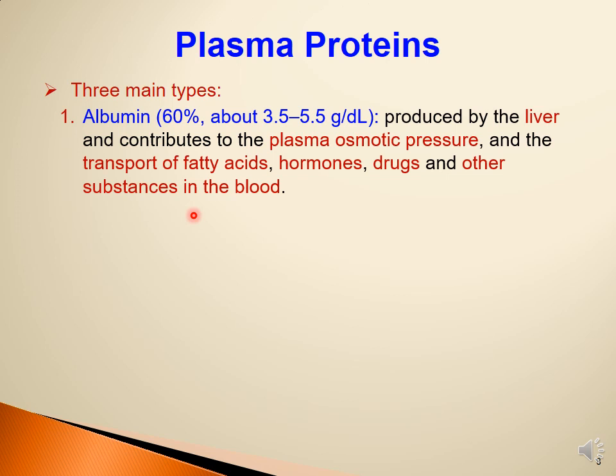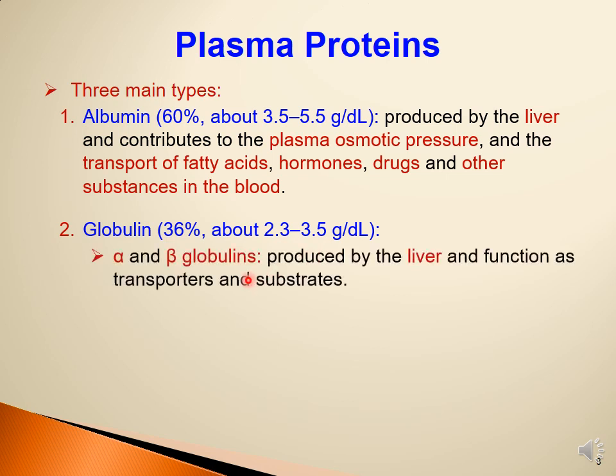In addition to their important role as contributor to the plasma colloid oncotic pressure, they act as transporters for the water-insoluble molecules, or the fat-soluble molecules, like fatty acids, the lipid-soluble hormones, some lipid-soluble drugs, and other substances in the blood. The second type of plasma proteins are the globulins, and they account for 36% of the plasma proteins, which is about 2.3 to 3.5 grams per deciliter of plasma.